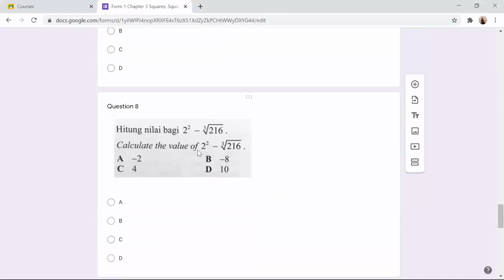Now we have to calculate the value. All right. By the way, this is objective. You can always use the calculator. If this is subjective, take note of the working that I show here. So 2 squared minus cube root of 216.